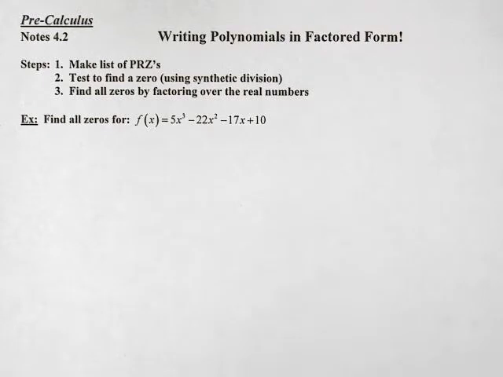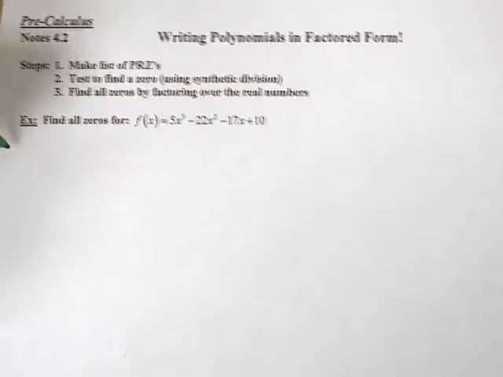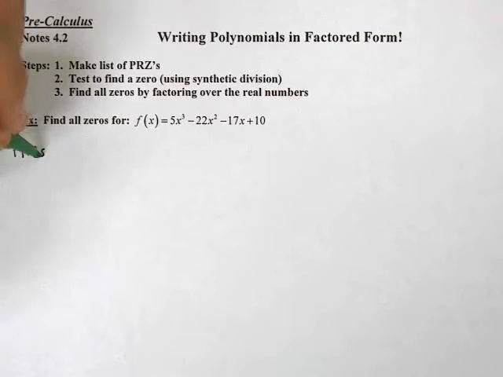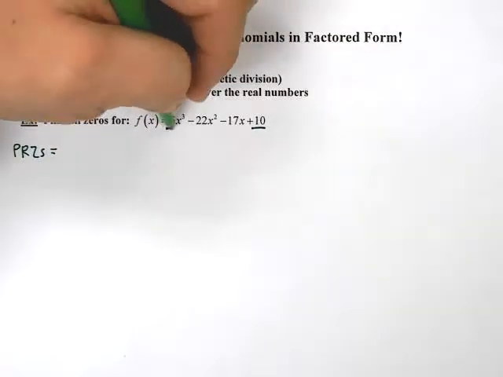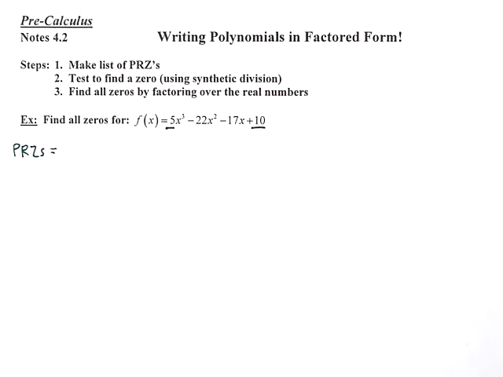Okay, so as we learned in the last video, one thing that can help us with our synthetic division, so we're not just completely guessing what our zeros are going to be, is we can make a list of PRZs. So that is the first thing. Now, PRZs, remember that we look at the constant and we look at the leading coefficient. That kind of gives us our hint about what we're going to put where.